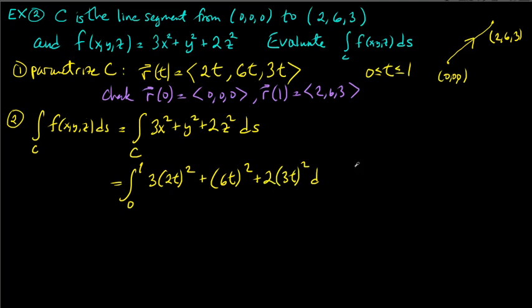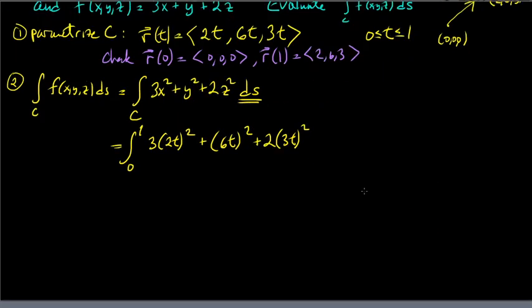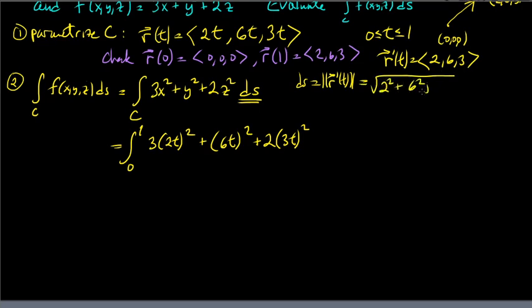And that's it. Oh, sorry, not dt. Remember, this is ds. So remember what ds was. It's the magnitude of r prime. So to get ds, we need to take the magnitude of r prime of t. r prime, of course, is just the derivative of each component, so it's 2, 6, 3. And the magnitude of that is the square root of 2 squared plus 6 squared plus 3 squared. And it looks like the square root of 49. Well, that's nice because that's just 7.